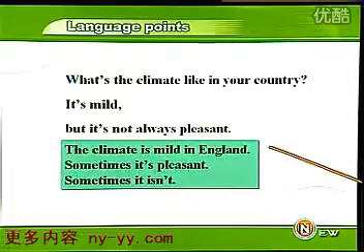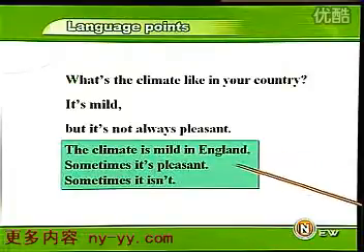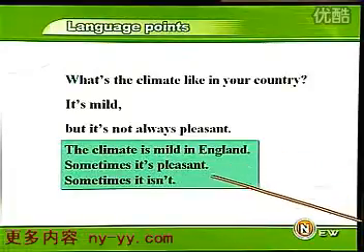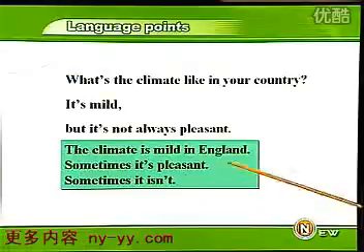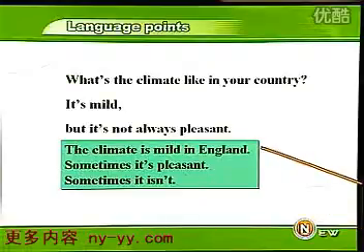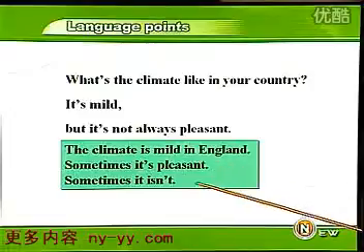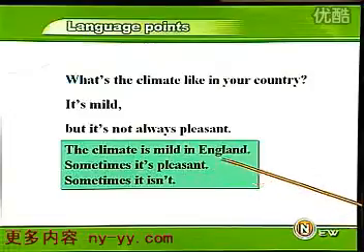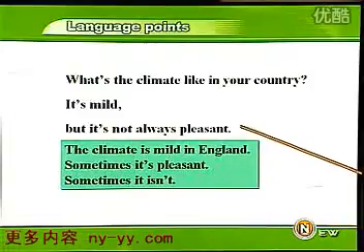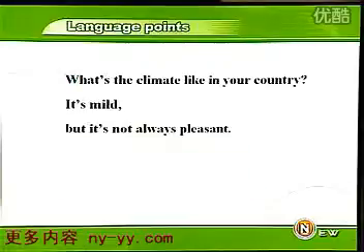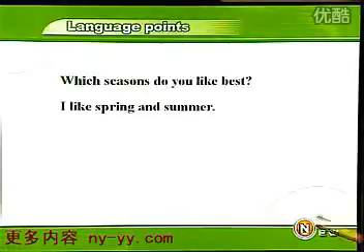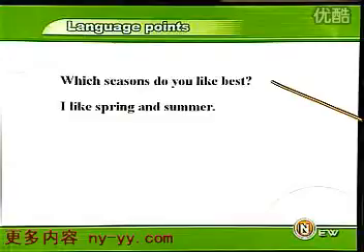The climate is mild in England. Sometimes it's pleasant. Sometimes it isn't. 英国的气候很温和，有时候宜人，有时候不宜人。用这2个句子来解释这个句子。好，来看下面的内容。Which seasons do you like best?